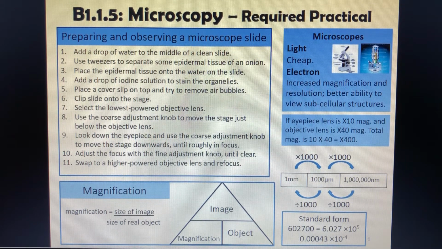We use the coarse adjustment knob, and then we can fine adjust as well. Once we've done that, we can go to the next power objective lens. Okay, and we can keep going until we get to the highest power that we can clearly see. And refocusing should be really easy as we work up, if we focus correctly on the lowest power.